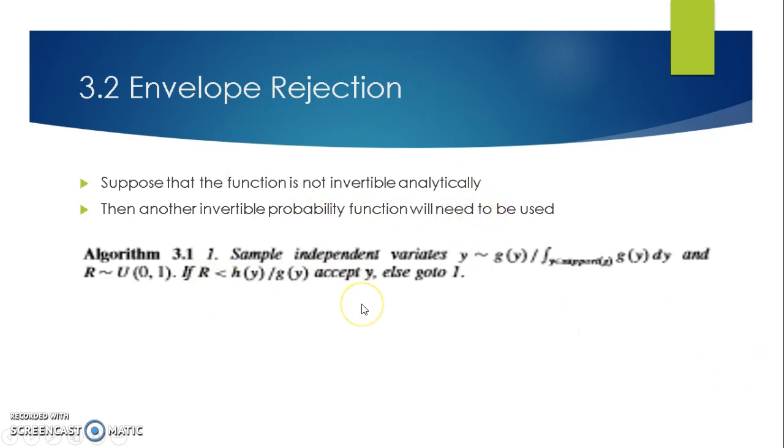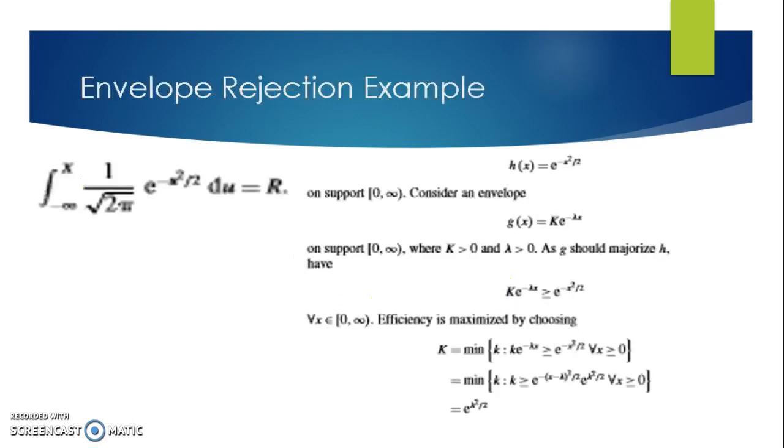So this allows for a rejection. So it allows for acceptance and rejection. The accepted values will generate the CDF of the function. So let's go and do an example.